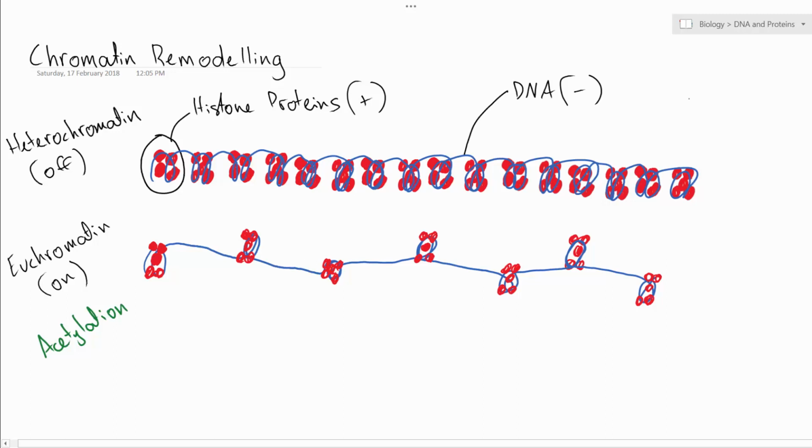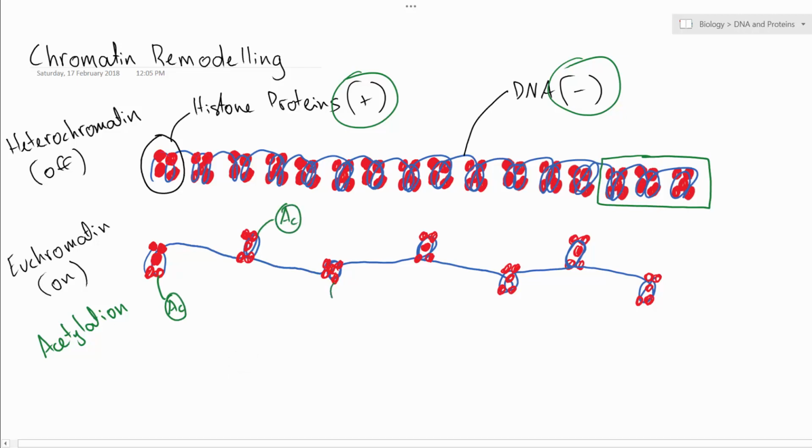Now the heterochromatin form is kind of a standard structure of chromatin, and what happens is the positive charges of the histone proteins and the negative charges of the DNA, the phosphate groups on the DNA giving it that negative charge, attract each other, which leads to our histones and DNA being nice and tightly bundled. But what can occur is this process of acetylation, where we see acetyl groups being added to the histones on the chromatin.